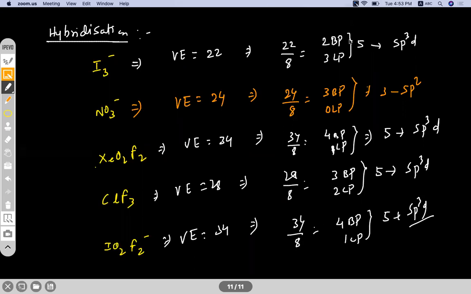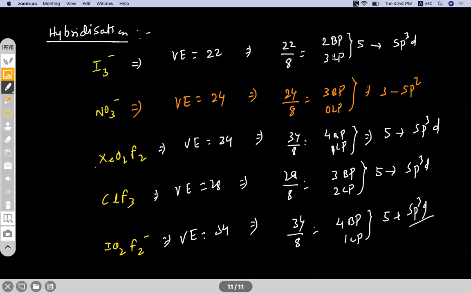Any doubt in this? Yes, Rujita, 1 second. Okay. Rujita, do you have the notes for VSEPR? Have you written that table? Right? I want you to go back and look at this combination. For electron pair 5, this combination 2 and 3. What is the shape over there?